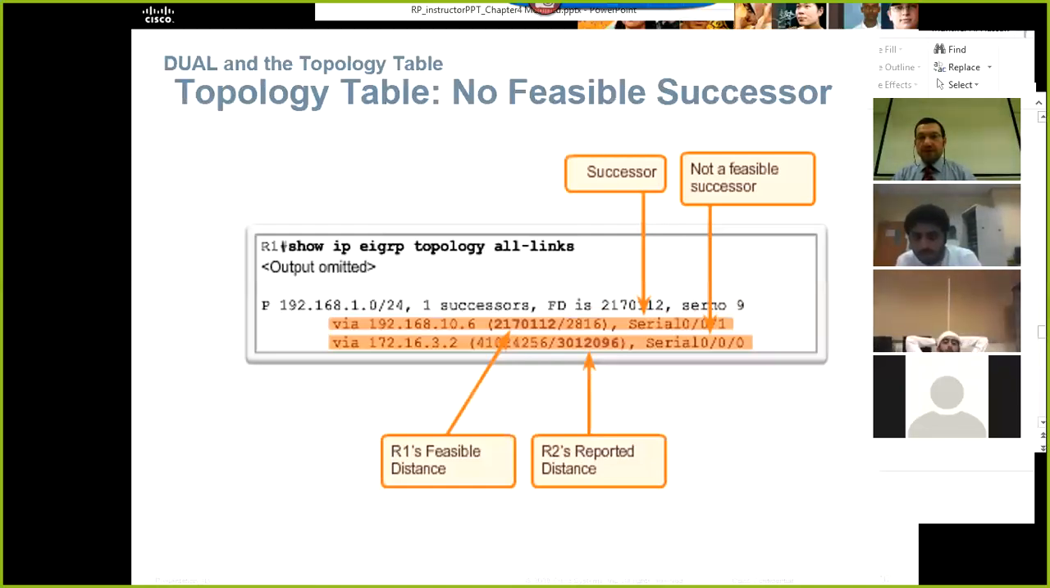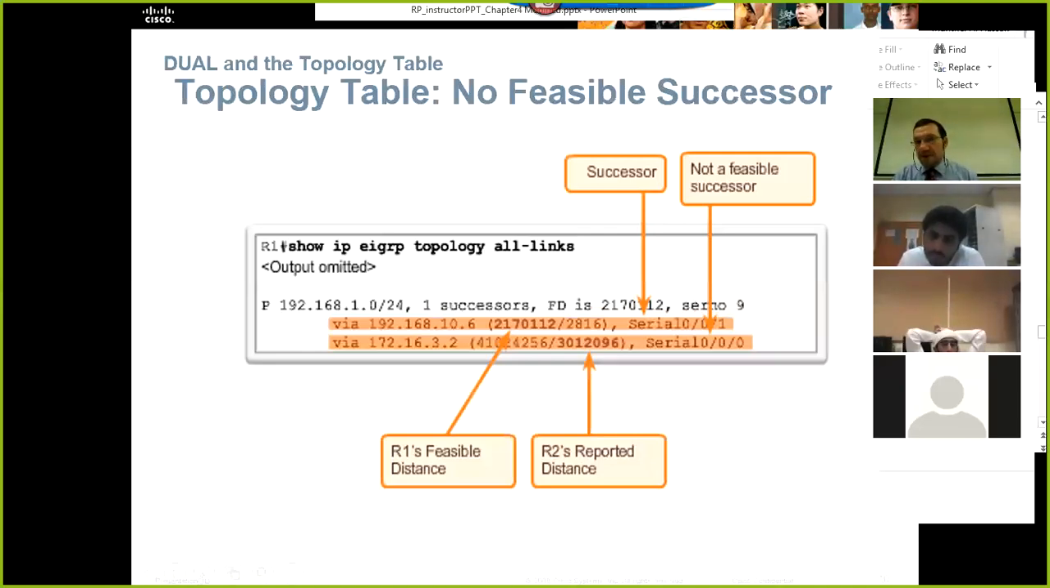And he gives me the feasible distance through him. But look at this number, the second number. Rashid is reporting to me. He said, I can get you to 192.168.1.0, which is Mansour, with a reported distance. See, it says reported distance. His reported distance is 3,012,096. And this is offered to me via my own serial 00 interface to reach Rashid.